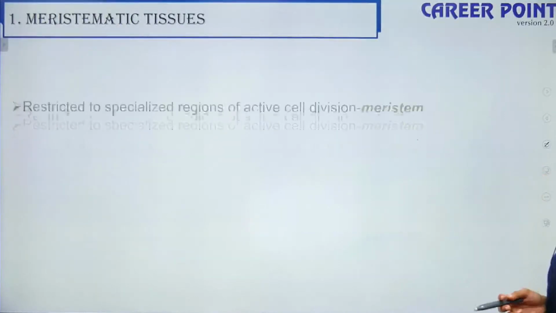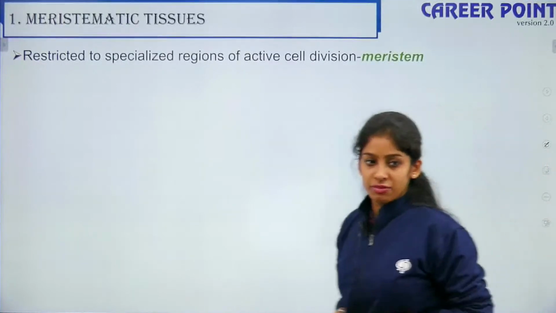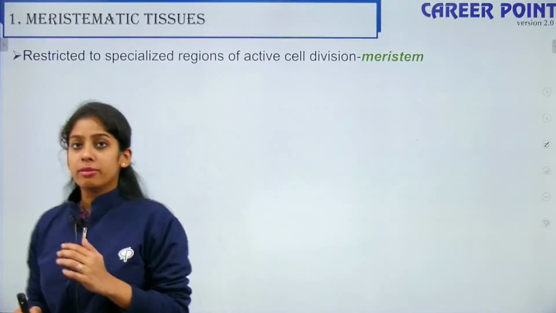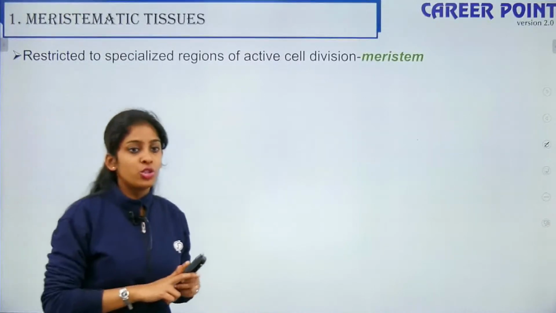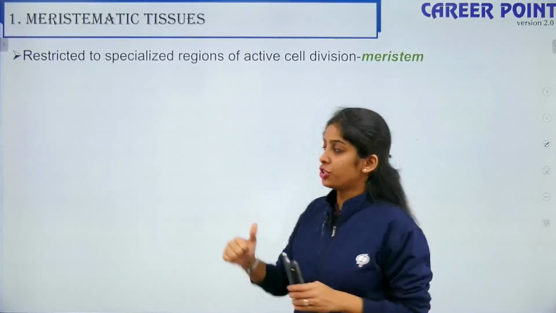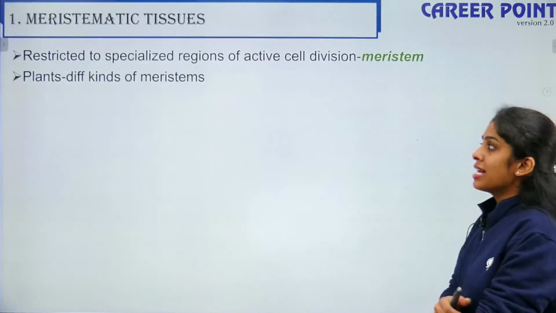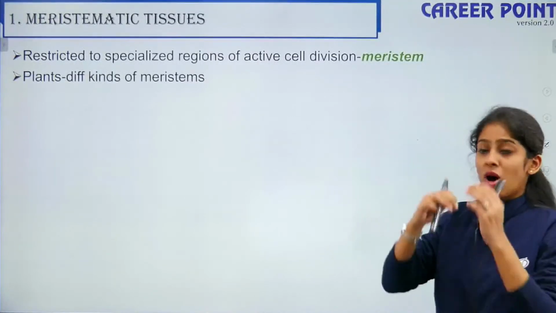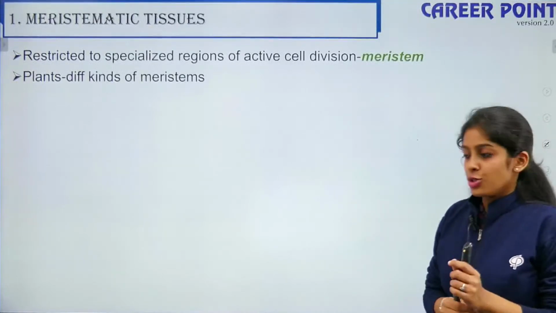So now we'll talk about your meristematic tissue. So what is meristematic tissue? It is restricted to specialized regions of active cell division. Wherever your plant is in demand of active cell division, there you have your meristematic tissue. So it is a tissue region where your cells are capable of very active division. So that is called meristem. Alright, yes. So plants have different kinds of meristem. So under meristem also you have different kinds.